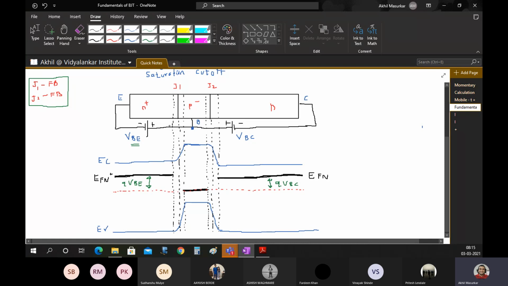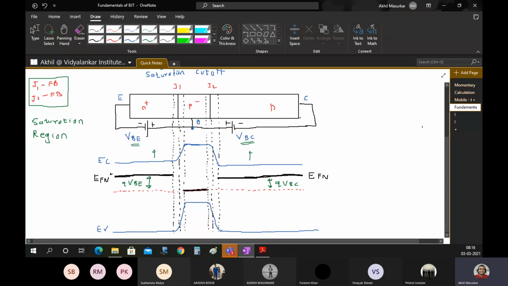So you can see if VBE and VBC increase, these conduction bands will move upwards, and at one particular voltage they will align with the conduction band of the base. Once the conduction bands align in one line, there can be a conduction from emitter to the collector, and that is why this region is called the saturation region. Once you have copied this, please write done in the chat box.